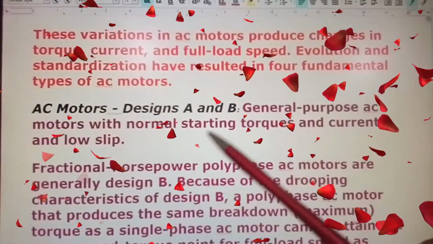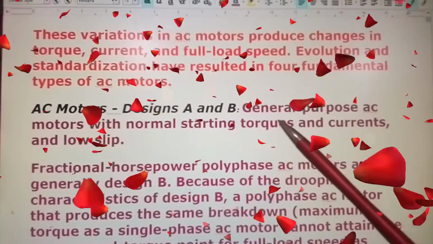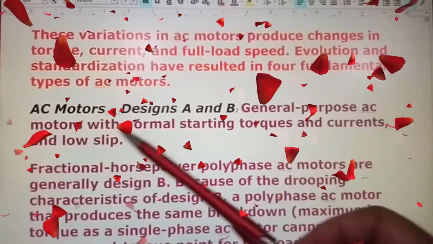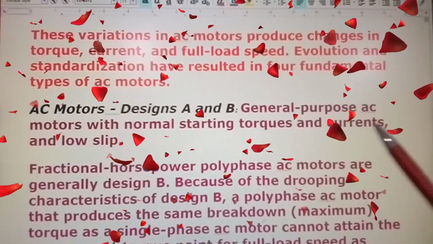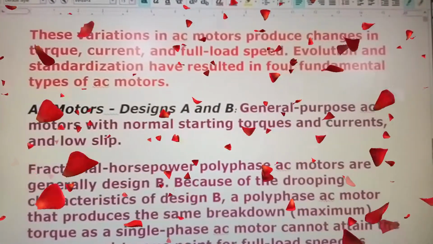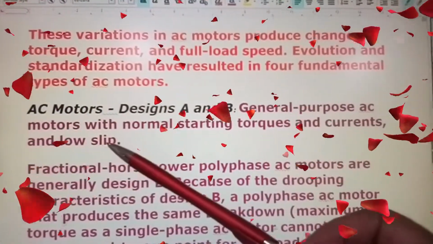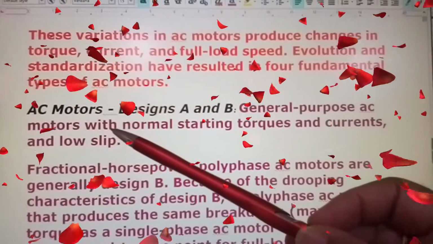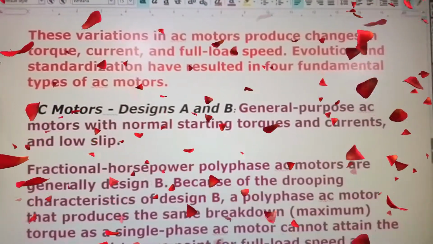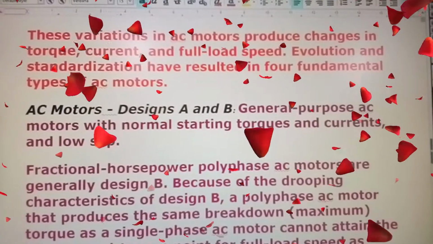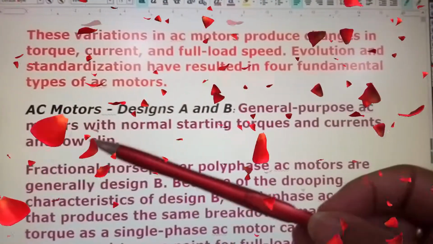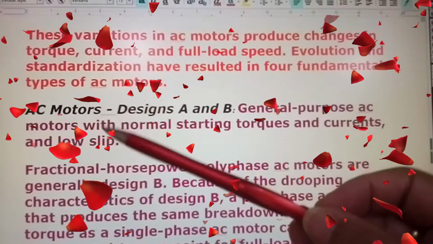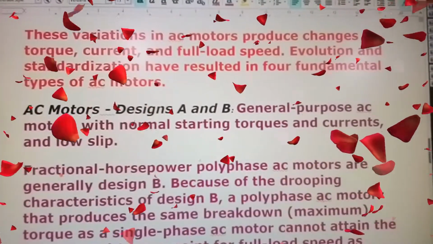The AC motors design A and B. Now, general purpose AC motors with normal starting torques and currents and low slip. Now, you need to have slip because if you don't have slip, then your motor isn't going anywhere. It's not going to be rotating. It's going to be standing still. And that is the slip which occurs between the rotation of the rotor and the magnetic field itself.